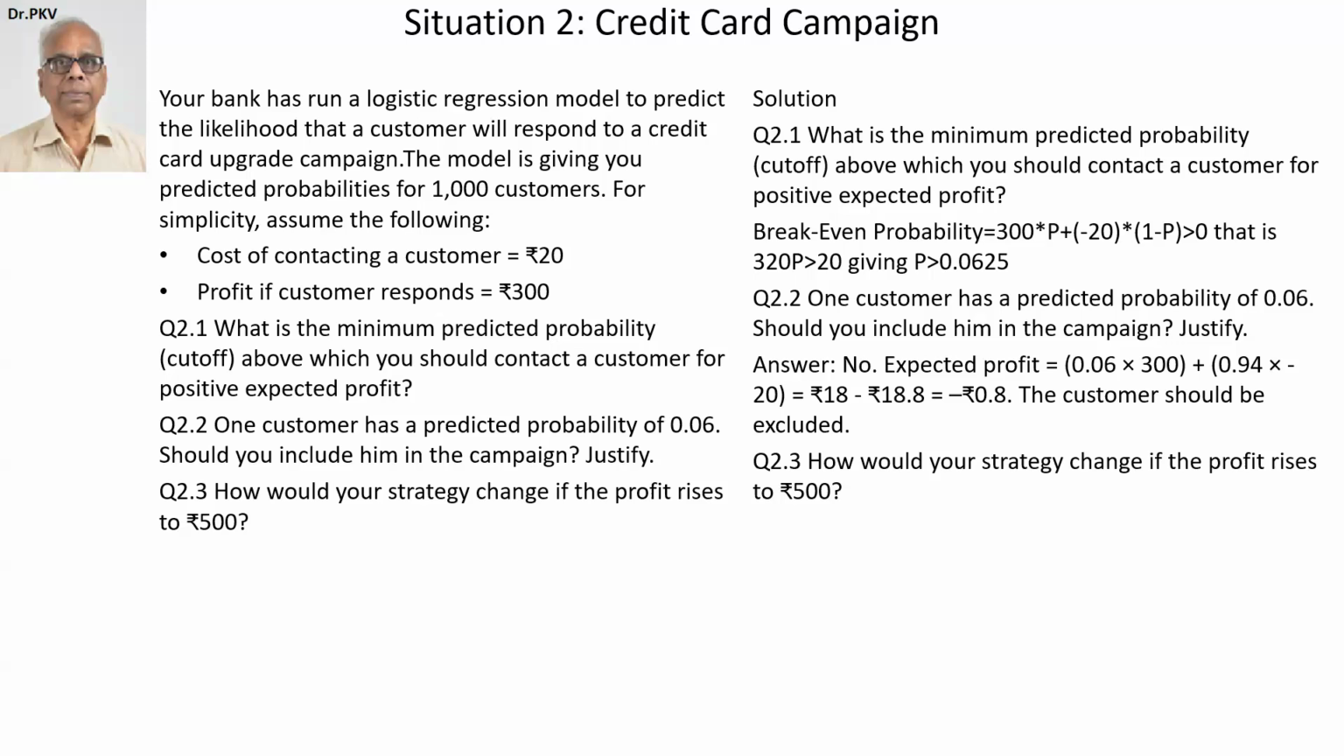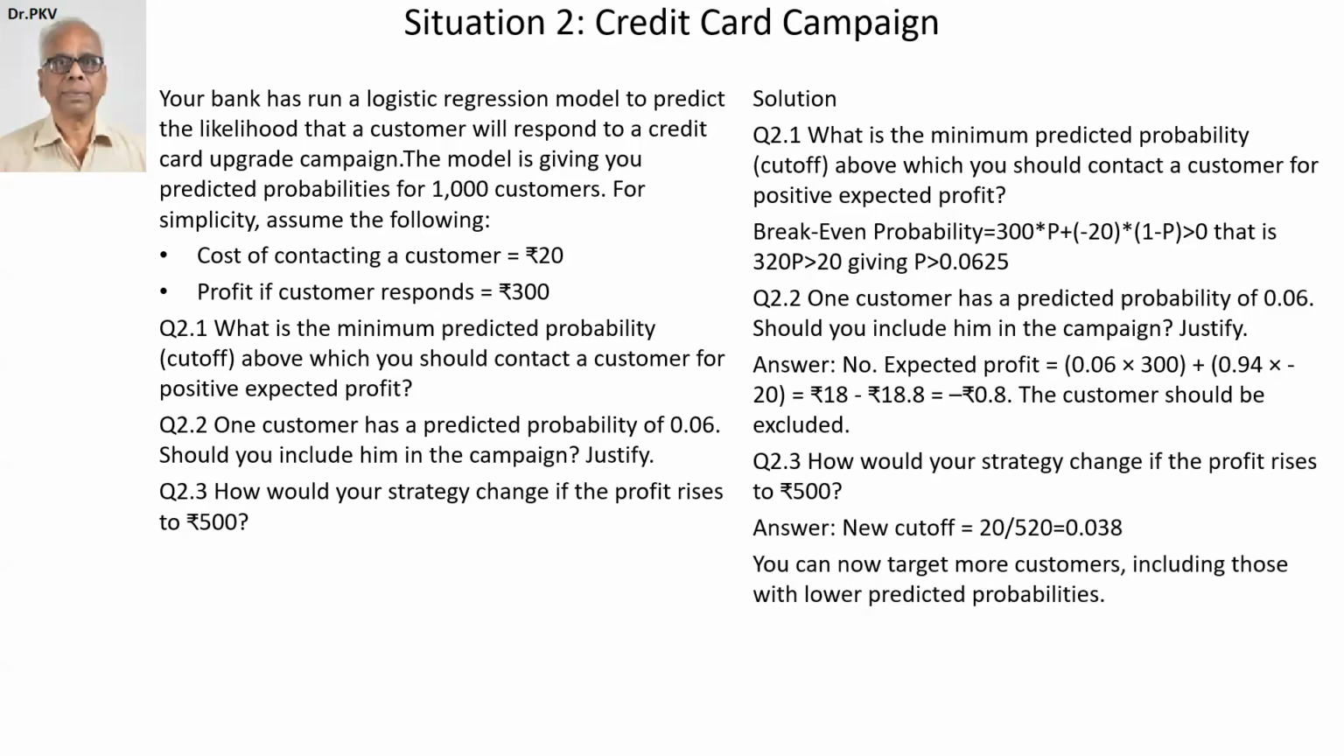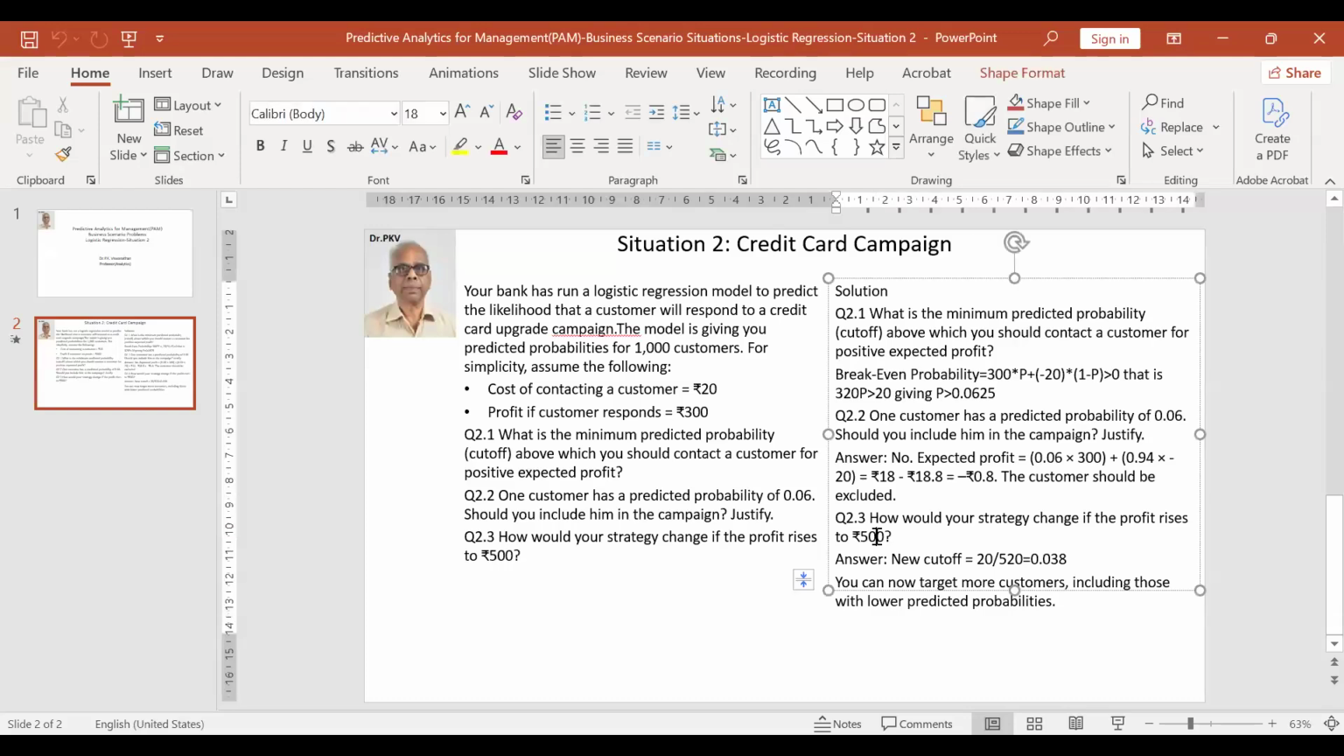Now let's look at question 2.3. How would your strategy change if the profit rises to rupees 500? Very simple. The new cutoff point will be 20 divided by 520. I think there is a typo here. Let me just correct it here. This should be 520.